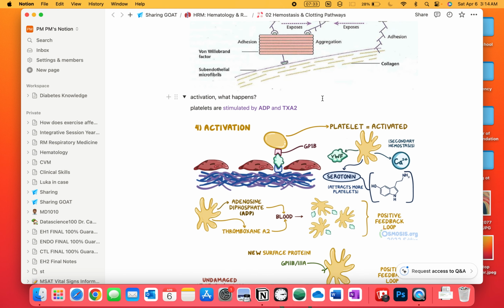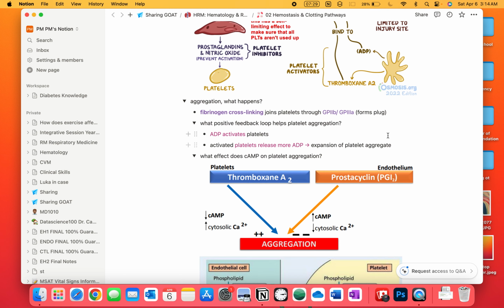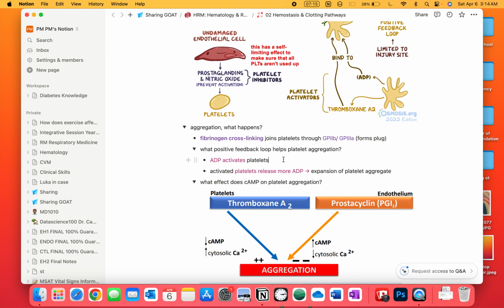Activation, what happens? Platelets are stimulated by ADP and thromboxane A2. Aggregation, what happens? Fibrinogen cross-linking joins platelets through GP2B, GP3A forms the plug. What positive feedback loop helps platelet aggregation? So ADP is what is essentially activating the platelets, and then the activated platelets release more ADP. So you're just going to have this positive cycle.